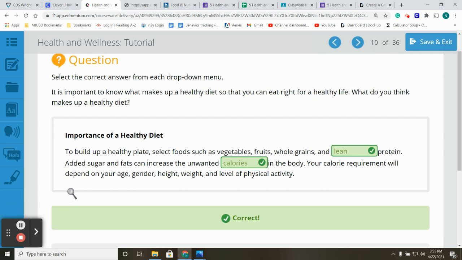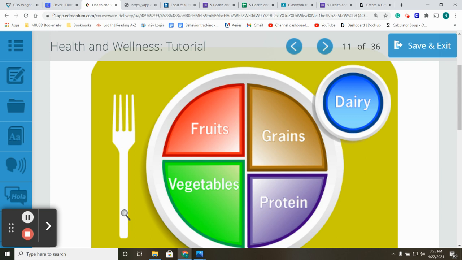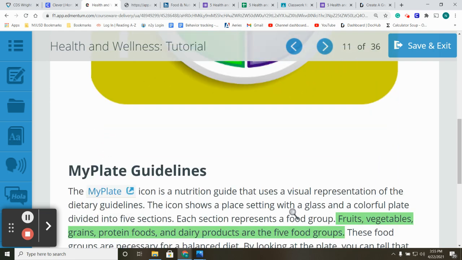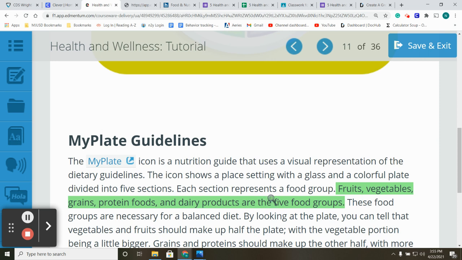Importance of a healthy diet. To build up a healthy plate, select foods such as vegetables, fruits, whole grains, and lean protein. Added sugar and fats can increase unwanted calories in the body. Your calorie requirement will depend on your age, gender, height, weight, and physical activity. My Plate guidelines. Notice the size of the portions as well as the color of the portions. My Plate Guidelines icon is a nutrition guide that uses a visual representation or a visual model of the dietary guidelines.